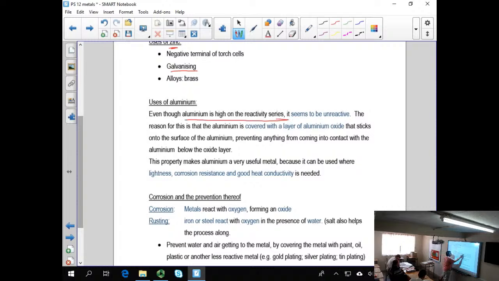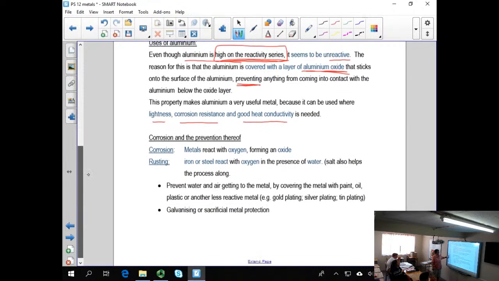So even though aluminium is high up on the reactivity series, it's very reactive, it seems to be unreactive. The reason is it forms a layer of aluminium oxide that has the ability to stick onto the surface. This prevents anything from coming into contact with the aluminium. And it's this property that makes aluminium very useful. It's light, it's corrosion resistant, it's a very good heat conductor. And that makes aluminium very useful.